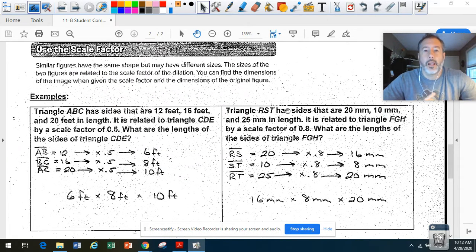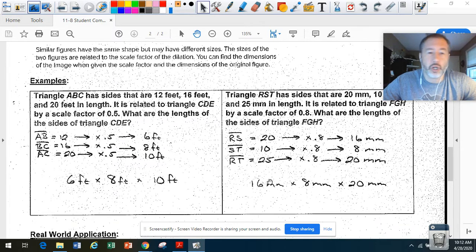It says triangle RST has sides that are 20 millimeters, 10 millimeters, and 25 millimeters. It is related to triangle FGH by a scale factor of 0.8. So there we go. It's going to be smaller. Find the lengths of the sides of triangle FGH. We're just going to go through this very quickly.